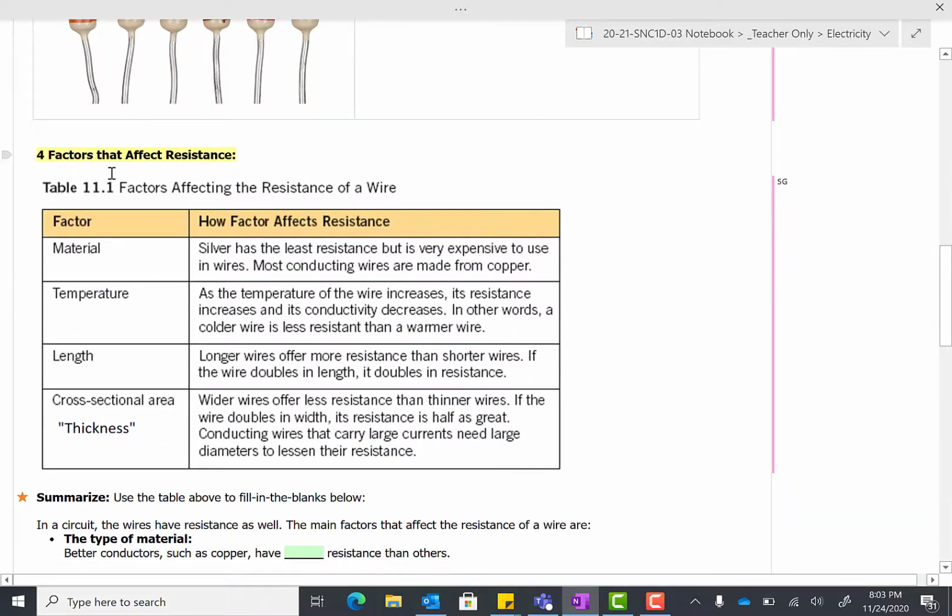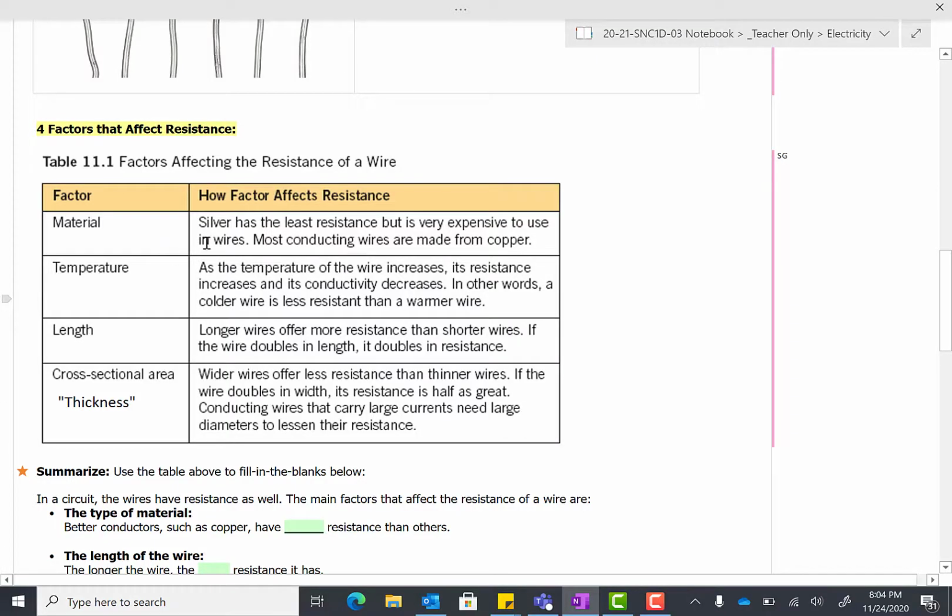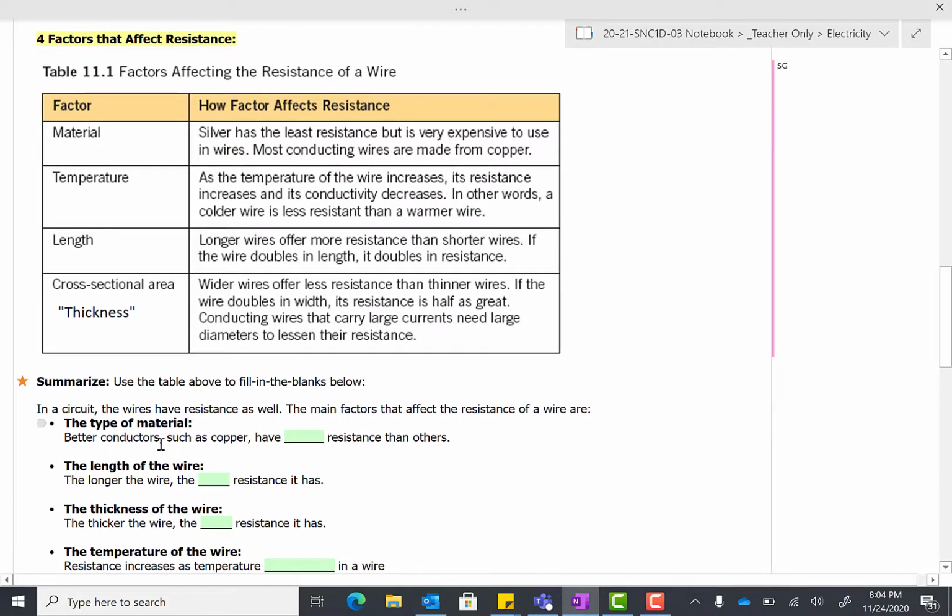Before we get into calculations, I want you to look at these 4 factors that actually impact the resistance of a circuit. The first factor that can impact the resistance in a circuit is the material that the wires are made out of. So we've talked about this many times, that metals are examples of good conductors. And so the better the material is at conducting current or electricity, the less resistance it's going to have. So it says silver has the least resistance, but is very expensive. Most conducting wires are made from copper. So try to fill in this blank down here. Better conductors, such as copper, have blank resistance.